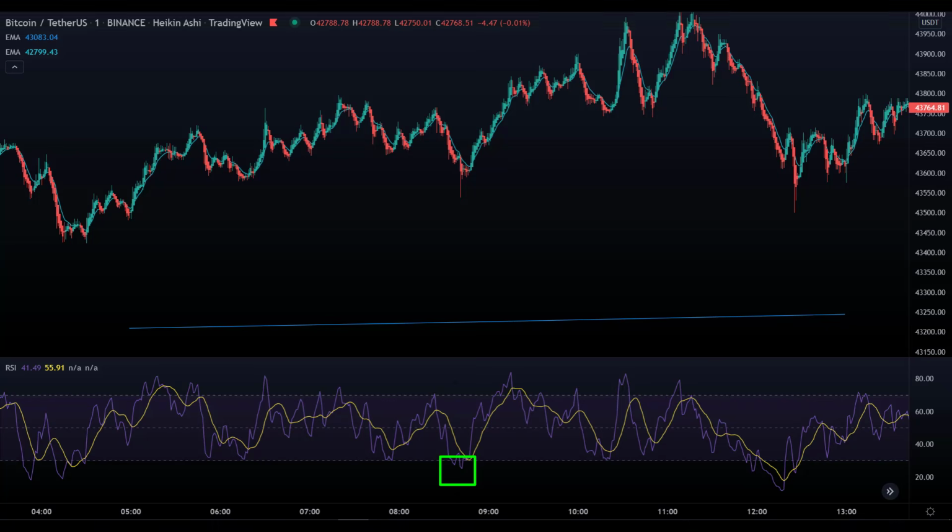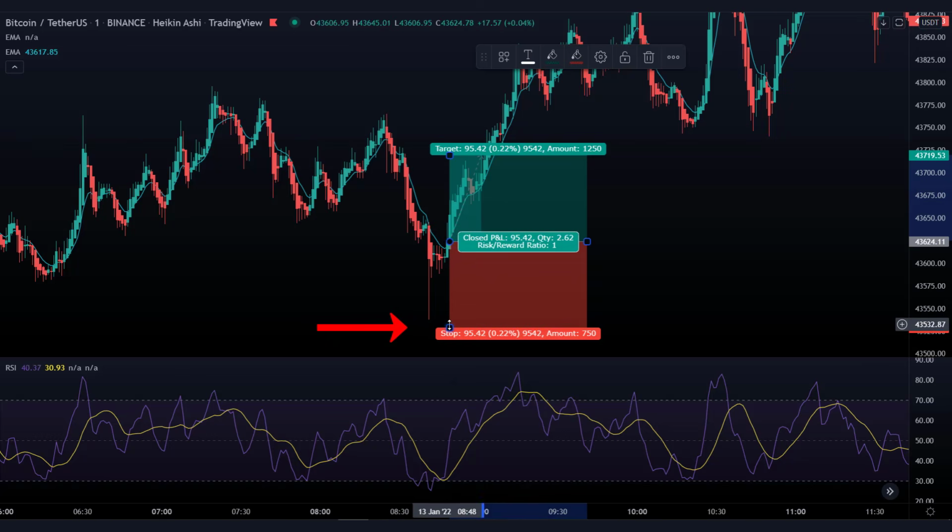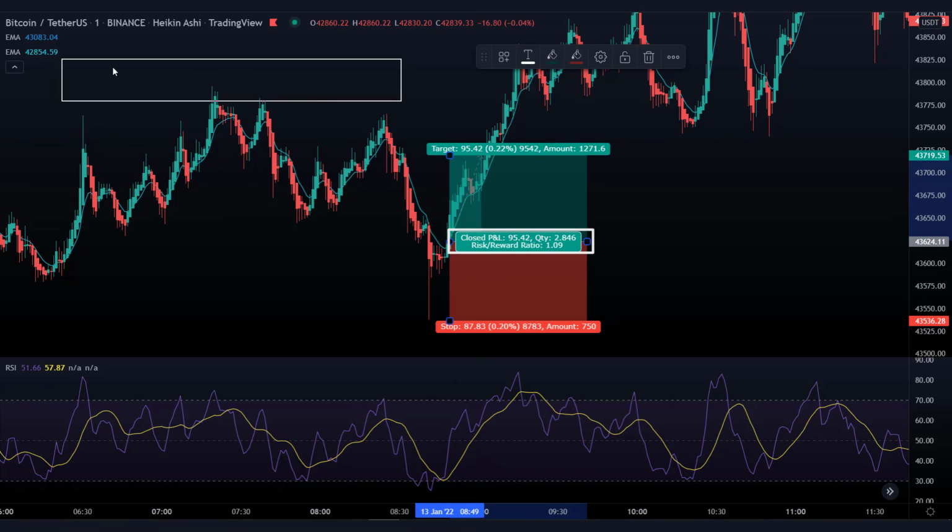Before we can actually open a position, we are now waiting for a green Heikin Ashi candle. We see the first green Heikin Ashi candle here. However, this candle is not closing above the short-term EMA. We therefore wait a little longer until the first green Heikin Ashi candle closes above the EMA. This is happening here. We can therefore open a long position from this point. We place our stop loss below the lowest point again and we place the take-profit target twice as high. This brings us to a risk-reward ratio of 2.